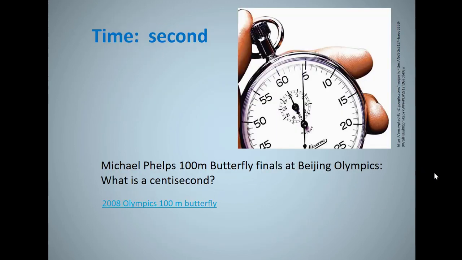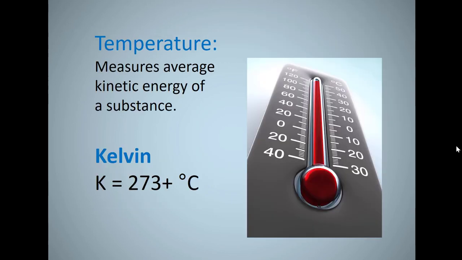The international unit for time is the second, and if you go to the extra videos you can see Michael Phelps win a gold medal by a centisecond, which is 0.01 seconds. He won a gold medal. Temperature, the standard temperature unit is Kelvin. And you might say, hey, I thought it was Celsius. Don't countries in other parts of the world measure the temperature outside in degrees Celsius? The answer is that is correct.